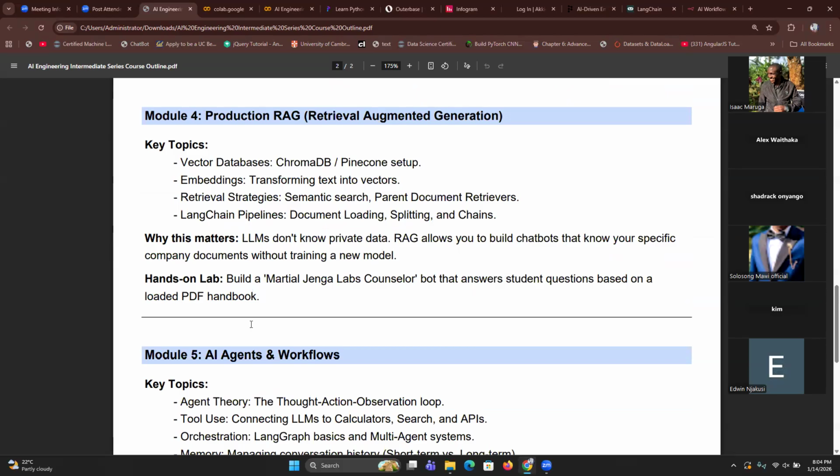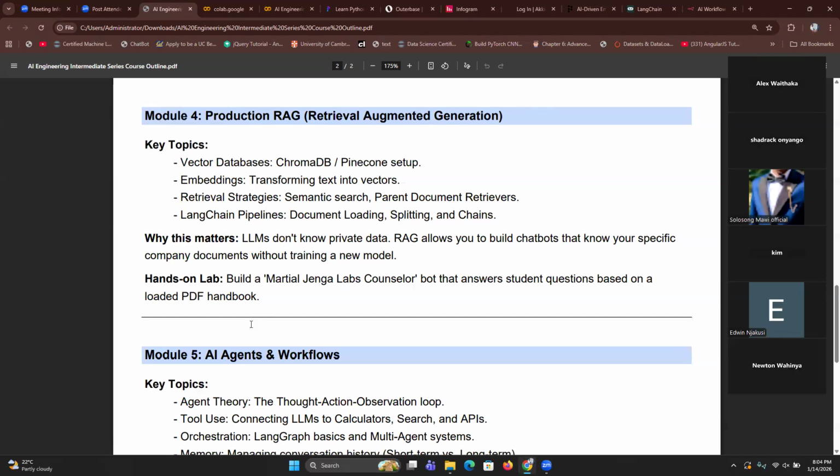A good example, we are going to build something we call retrieval augmented generation. Okay, RAG. RAG is a very common word in AI. And basically, just to make it simple, a RAG is actually an AI that can go through your document and summarize it to give you the responses.